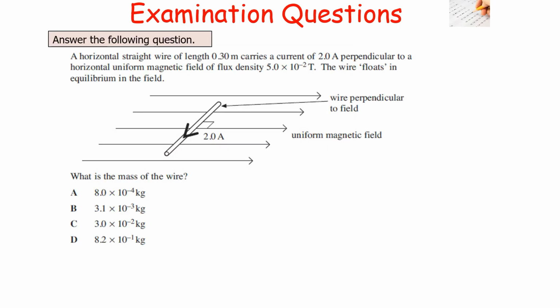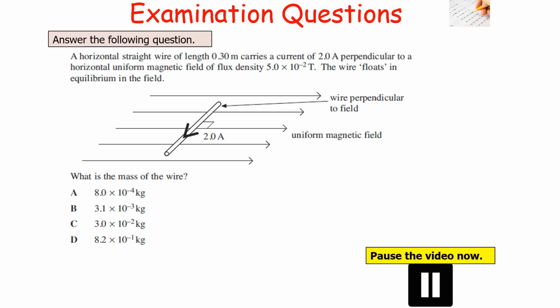The next question says, a horizontal straight wire of length 0.30 meters carries a current of 2 amps perpendicular to the horizontal uniform magnetic field of flux density 5 times 10 to the minus 2 teslas. The wire floats in equilibrium in the field. What is the mass of the wire? So pause the video now, then unpause the video when you want to go through your answer.